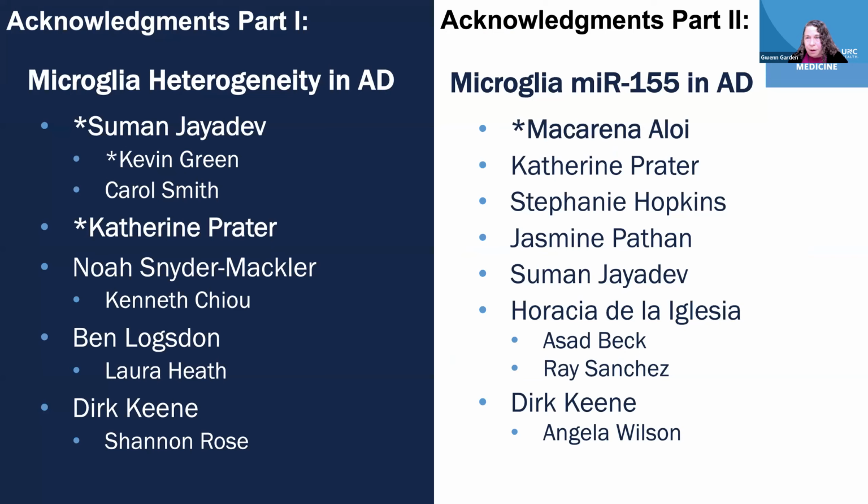Okay, so I want to acknowledge all of the many people who have worked on these two projects. The Microglia Heterogeneity Project is really run by my longtime colleague, Suman Jayadev, and Kevin Green in her lab developed the technique for PU1 nuclei isolation. And Catherine Prater, who was a postdoc with me, did all of the analysis of the single cell RNA-seq data. We got a lot of help from Noah Snyder-Mackler's lab in developing the technique, and from Ben Logston and his group in doing the bioinformatic analysis.